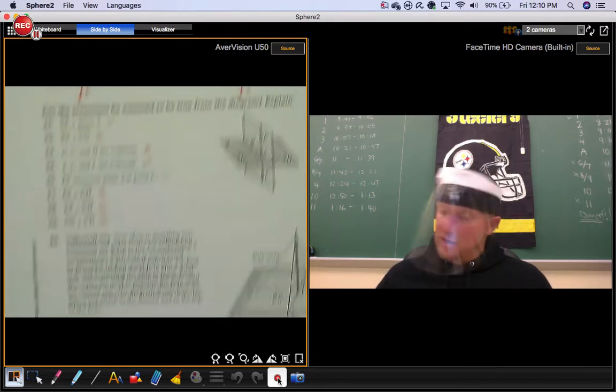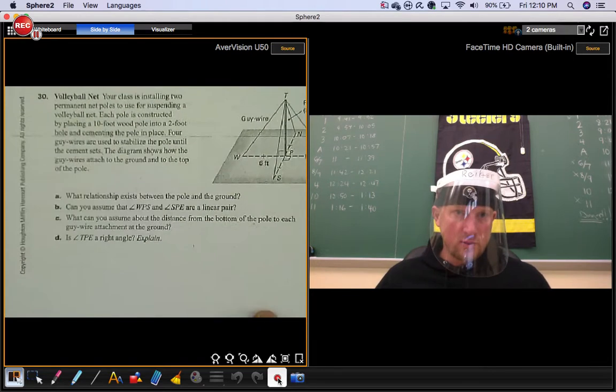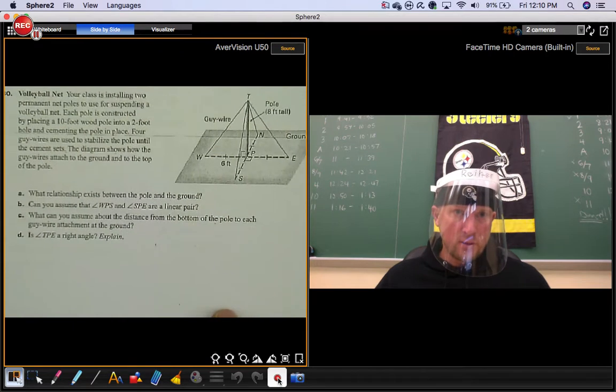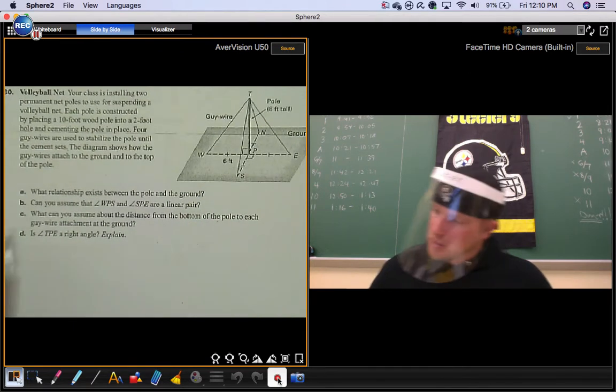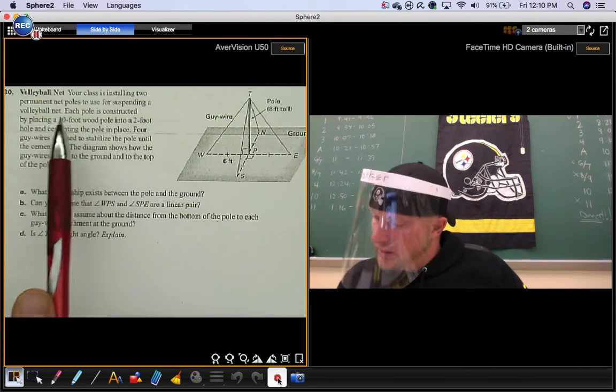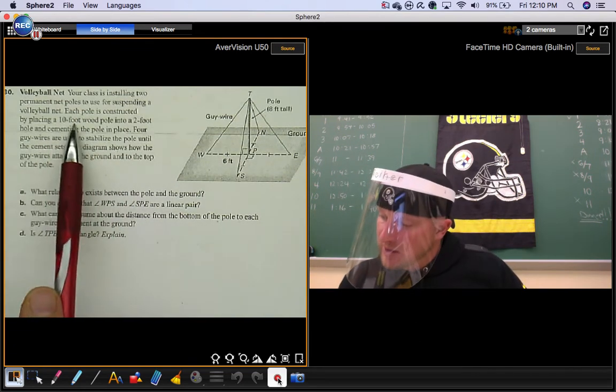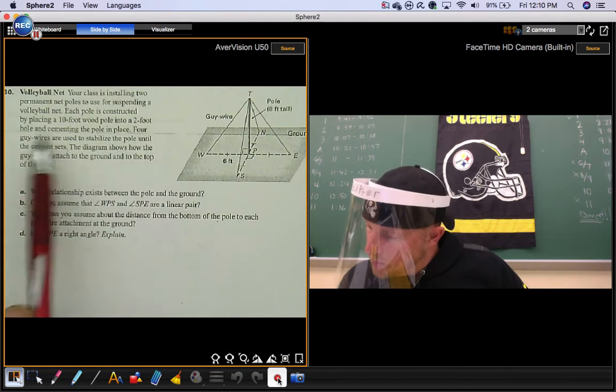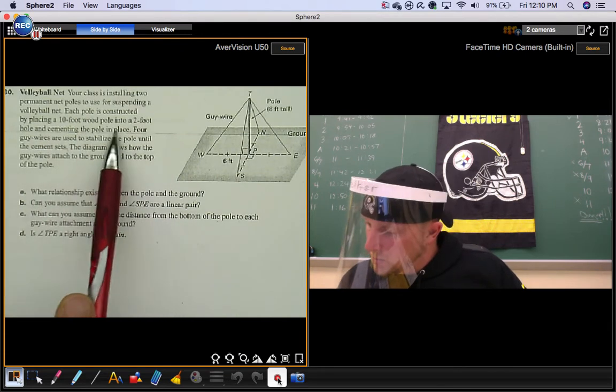Section 2.4 practice A, we're going to look at number 30. It's on that volleyball net. So it says that your class is installing 2 permanent net poles to use for suspending a volleyball net. Each pole is constructed by placing a 10-foot pole into a 2-foot hole and cementing the pole in place.